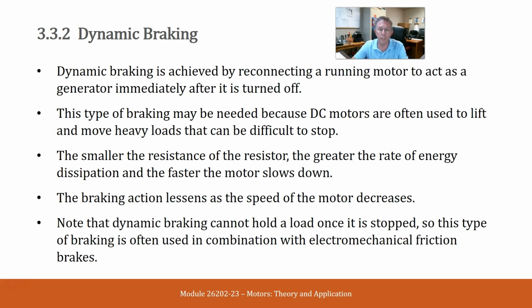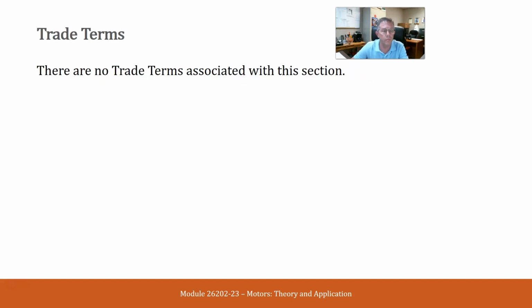The smaller the resistance of the resistor, the greater the rate of energy dissipation and the faster the motor slows down. The braking action lessens as the speed of the motor decreases. Note that dynamic braking cannot hold a load once it is stopped, so this type of braking is often used in combination with electromechanical friction brakes.